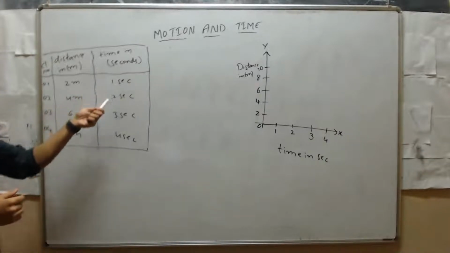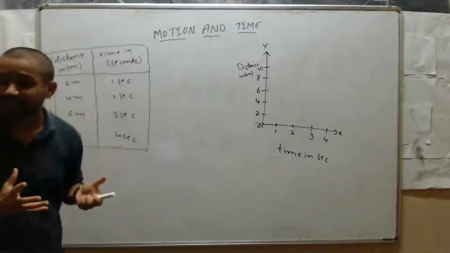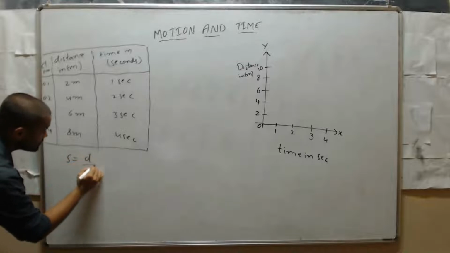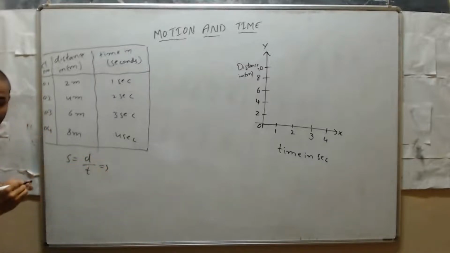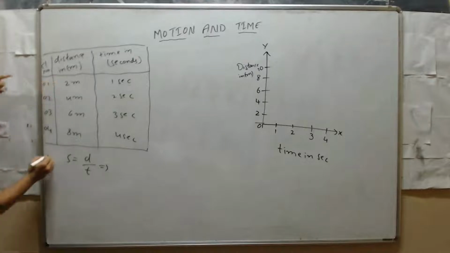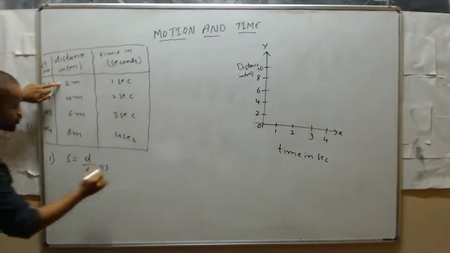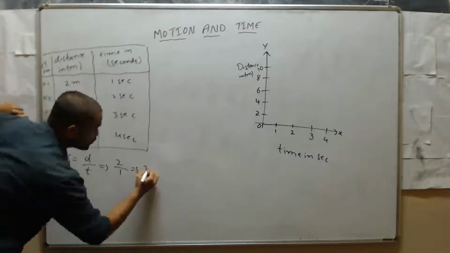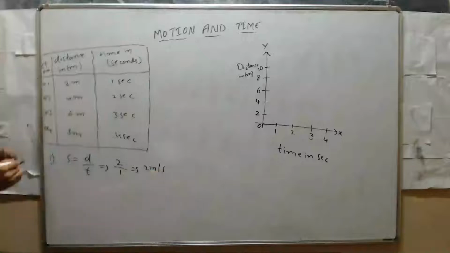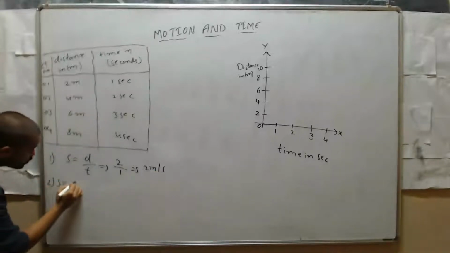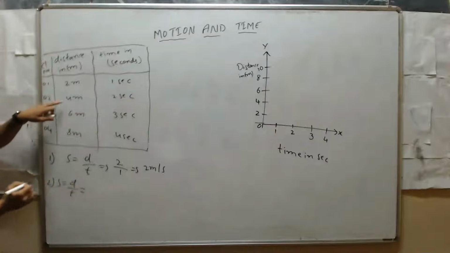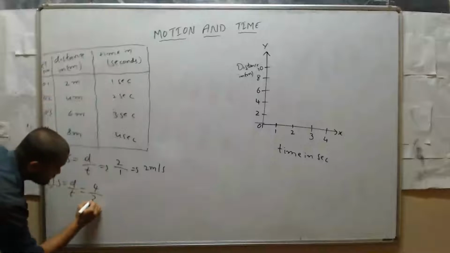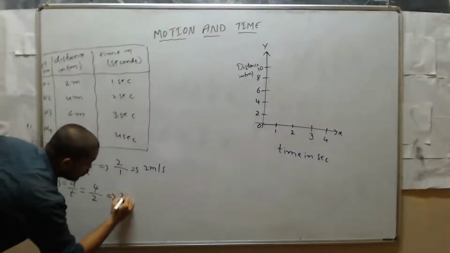Here, what he has given is uniform motion. How will we tell that this is uniform motion? See here. First, speed is equal to d by t. In the first case, the distance is 2 and time is 1, so the speed is 2 meter per second, students. Check it. Second one, speed is equal to d by t: 4 meters and time is 2 seconds, so 2 meter per second.